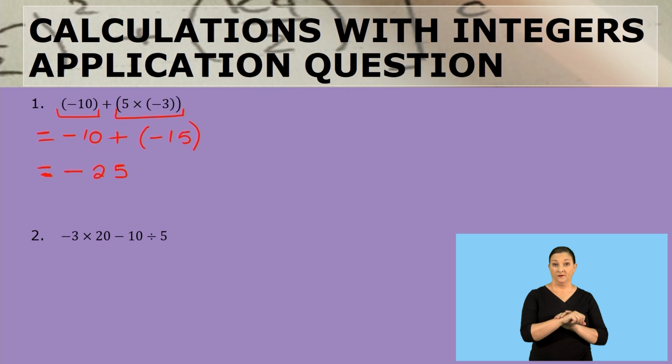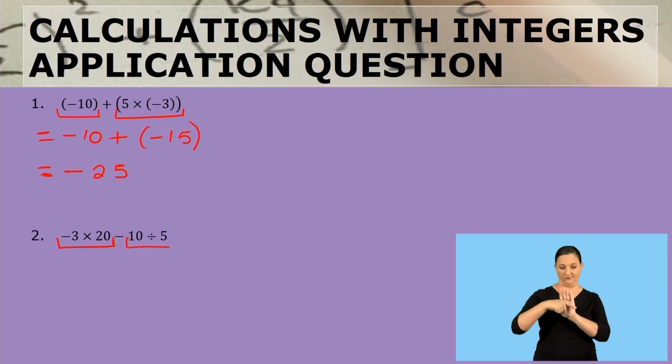We have there a negative 3 multiplied by a positive 20 minus a positive 10 divided by a positive 5. So what is going to happen there? Again, we are working on either sides of the addition or subtraction. So that means that I'm going to work with these two integers first, and then I'm going to work with these two integers also.